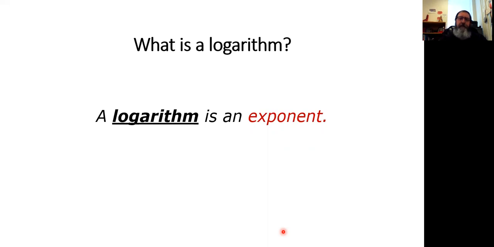Because a logarithm is an exponent. I want you to write that down in your notes and put a star by it. It is one of the most important things for you to get comfortable with this concept. Logarithm sounds like a fancy, difficult mathematical concept. Oh, I've got to do logarithms. Oh my gosh. No, you're just finding the exponent.